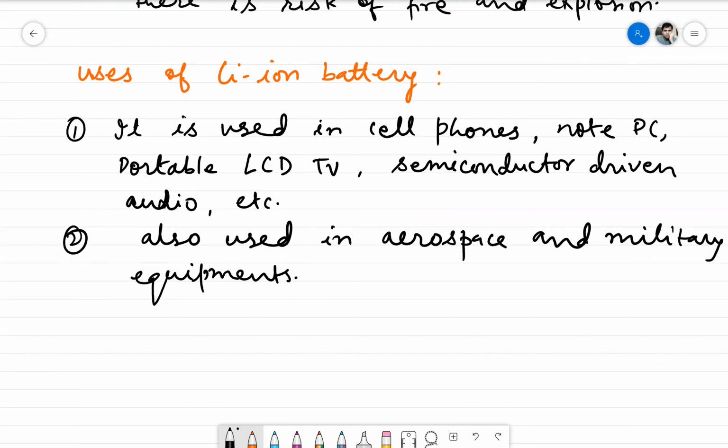So this is all about the lithium ion battery. In this video we have discussed the structure and working of the lithium ion battery, which is a secondary battery. I hope it will help you to understand the lithium ion battery.